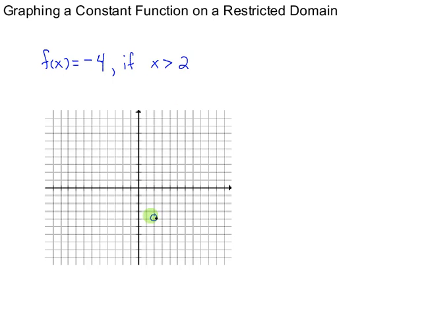So I put an open circle here, and then I draw my function for values of x that are bigger than 2. So this is the graph of this function, and what's important here is we don't want to include where x equals 2, so we have to put an open circle where that point would have hit. Alright? And that's all there is about graphing constant functions on restricted domains.